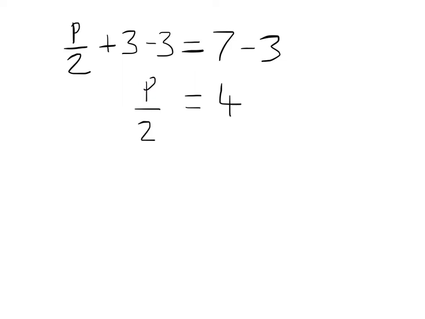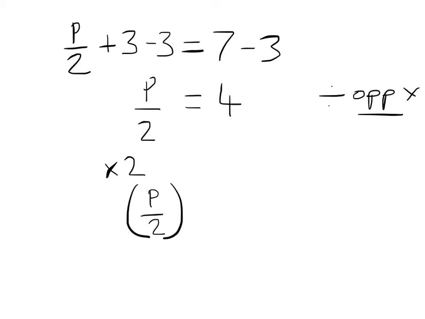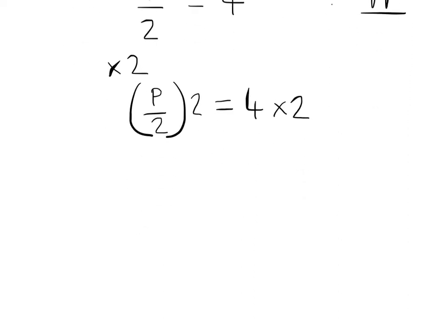So we know the opposite operation to division is multiplication. So we've got to times through by 2. So p over 2 times by 2 equals 4 times by 2. Whatever we do to one side, we do to the other. This simplifies, I should say, and we have p is equal to 8.